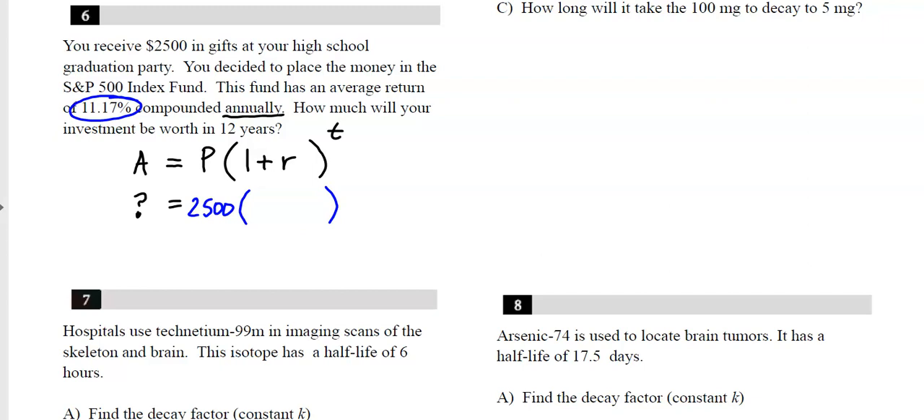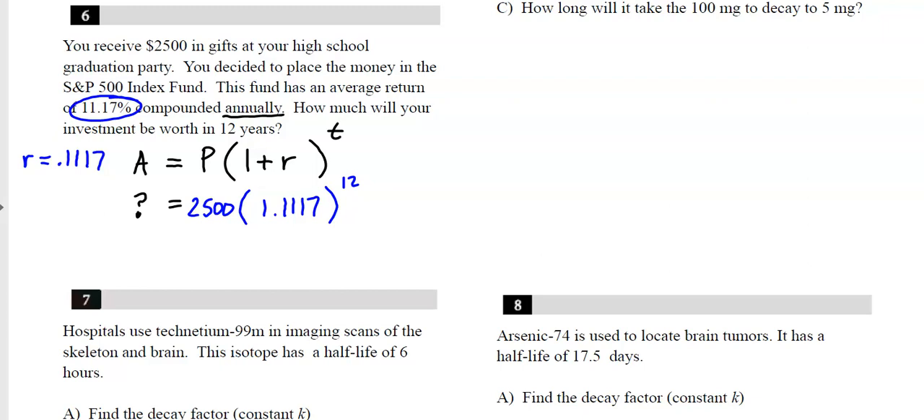Now my growth rate, 11.17% as a decimal, R is going to be 0.1117. But I have to add 1 to it. So in my parentheses, I'm going to have 1.1117. And then I have to do the number of years, which was 12. So I was thinking, hey, if you're 18 and you want to just tuck this money away for a little bit and not mess with it, we'll see how much you have when you're 30 years old.